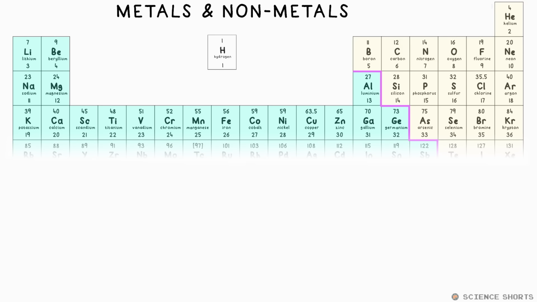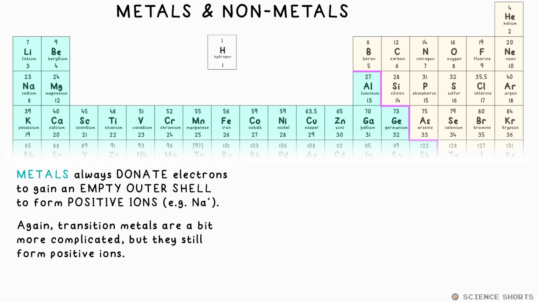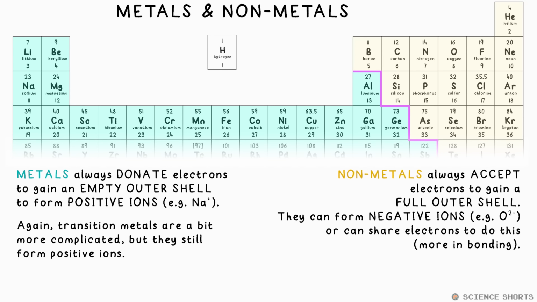The periodic table can be split up into different bits. For example, everything to the left of this staircase is called a metal. Metal atoms always donate electrons when they bond to gain an empty outer shell of electrons. Again, transition metals are weird, but we don't think about their shells for now. To the right of the staircase, non-metals. They always accept electrons to gain a full outer shell.